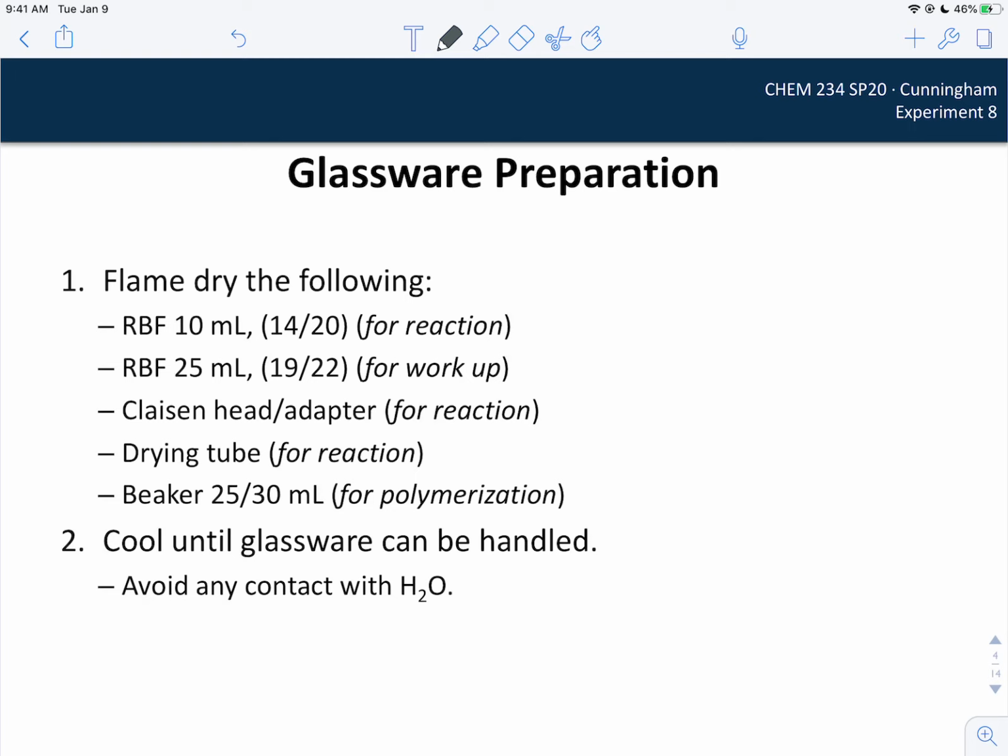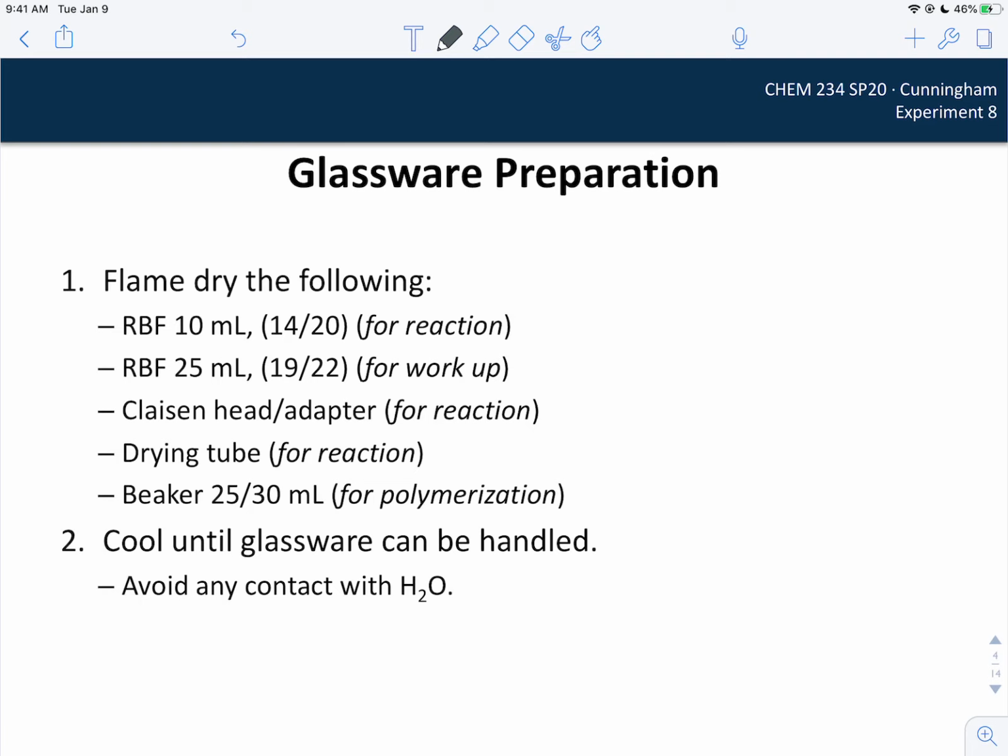So one of the first things that we would need to do coming into the lab is to flame dry some of our glassware. So we're going to need a 10 milliliter round bottom flask for our reaction, a 25 milliliter round bottom flask for our workup, our Claisen head adapter for our reaction, drying tube for our reaction, and a 25 or 30 milliliter beaker for polymerization.